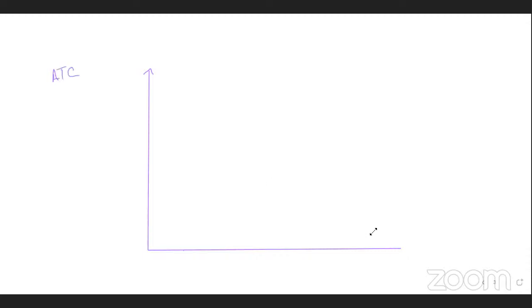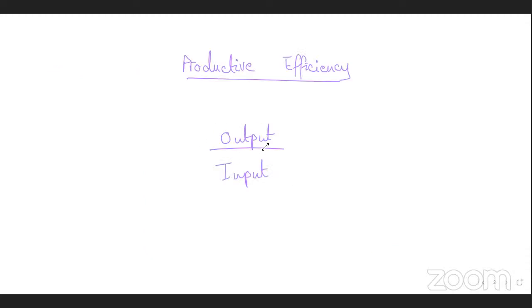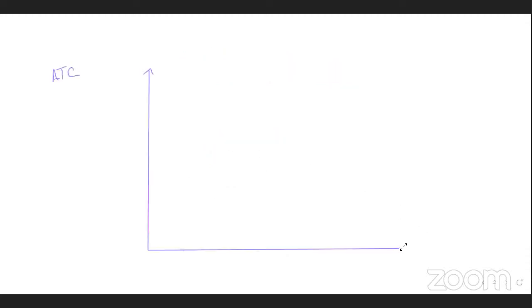Okay. Now, how do we know whether a business is productively efficient or not? So output over input is the formula of productive efficiency. And we get to find out if a business is productively efficient or not by looking at its ATC curve. What's the shape of the ATC curve? Students, have a look at this. So ATC curve is a U-shaped graph that looks like this. Okay. Now let's say this is ATC1.